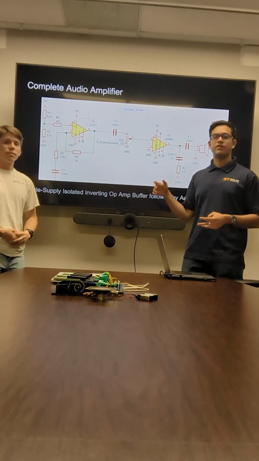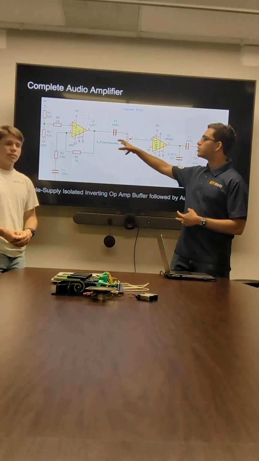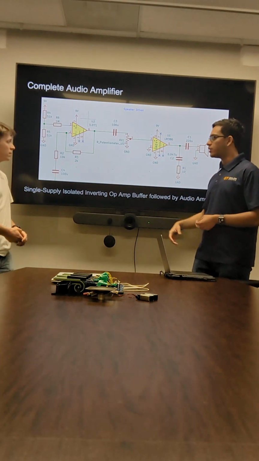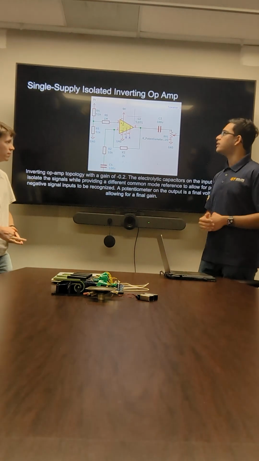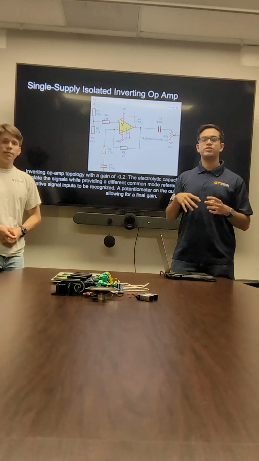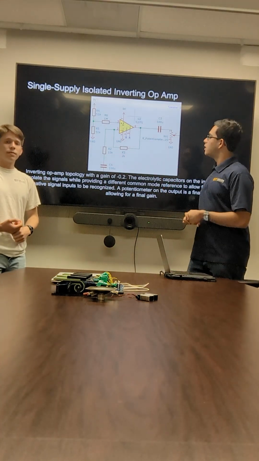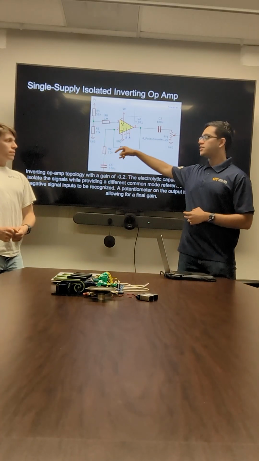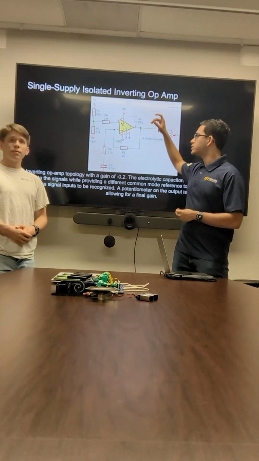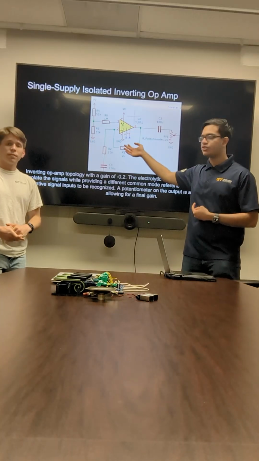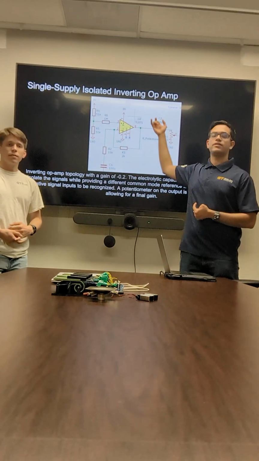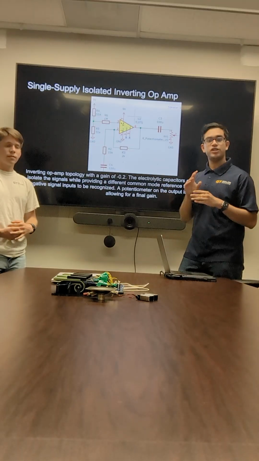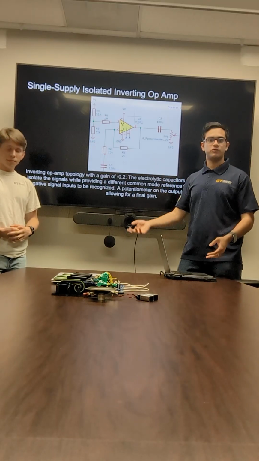So the complete audio amplifier is split into two stages. There's the inverting op-amp buffer, along with the audio power amplifier. And specifically, the isolated inverting op-amp allows us to do a lot of reshaping on the signal. We take our signal coming in from the Daisy, we isolate it, allowing it to center around 4.5 volts instead. Then we have a gain of 0.2, and then we send it through another isolator to center around 0 volts instead.